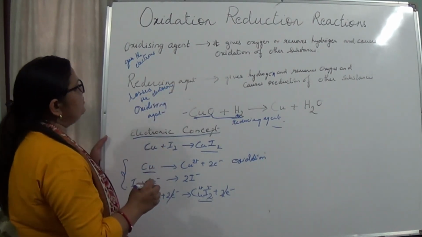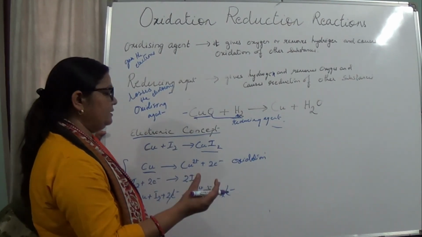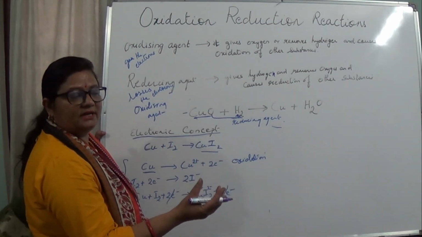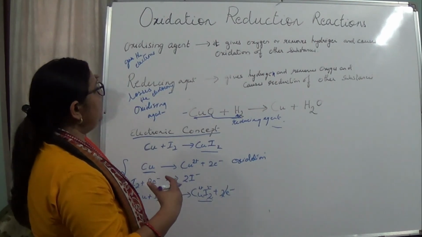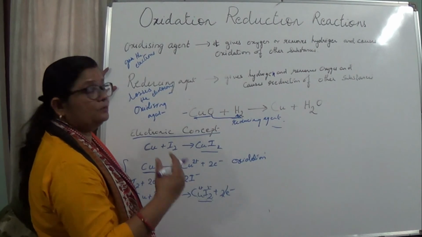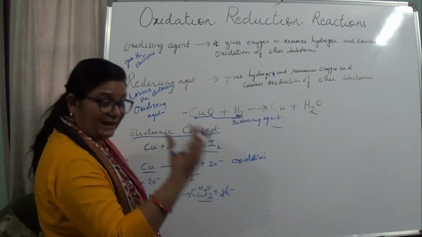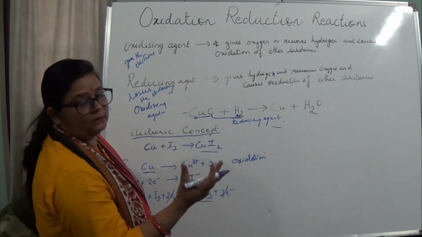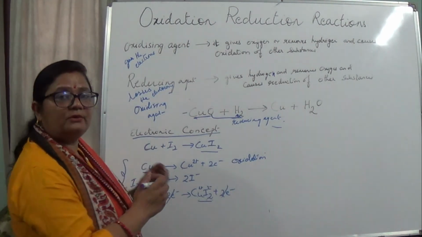So this is the electronic concept, in which if any element is giving electrons, it is oxidation. If it is taking electrons, it is reduction. In terms of oxidizing agent and reducing agent, those which gain electrons are the oxidizing agents, and those which lose electrons are the reducing agents. Okay, this is all for today.